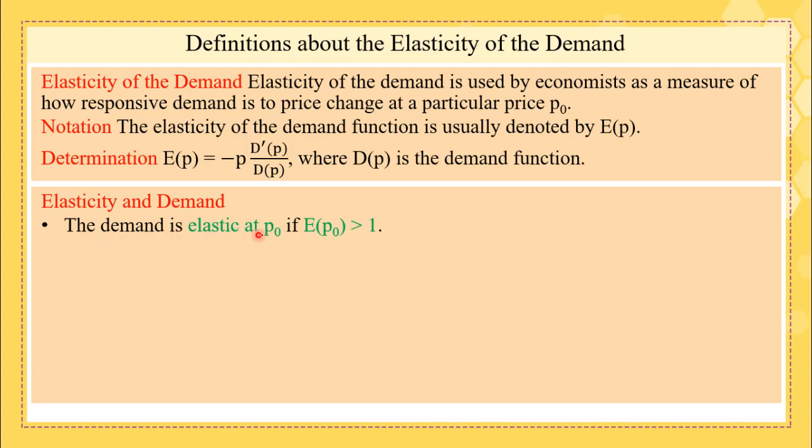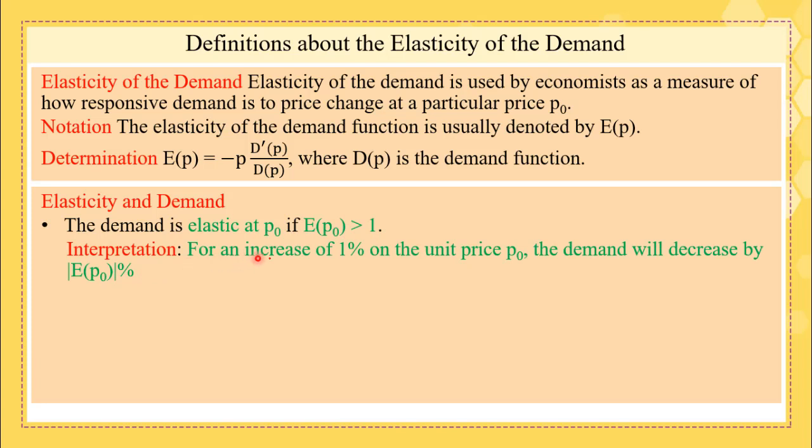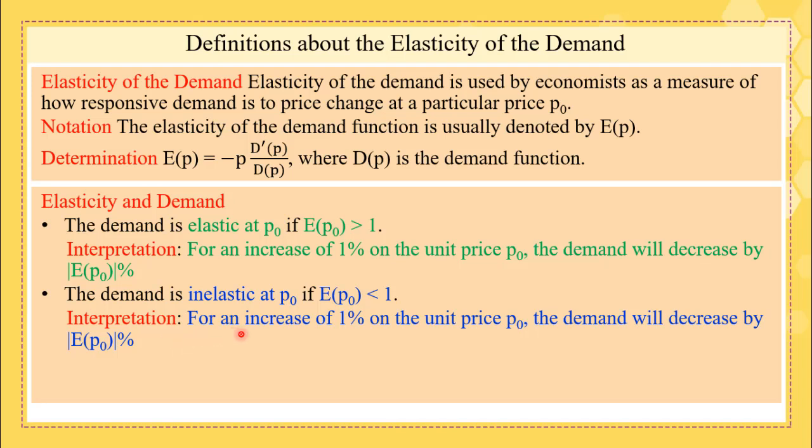Now, elasticity and demand. First, the demand is elastic at P0 if E of P0 is greater than 1. The interpretation in this case is: for an increase of 1% on the unit price P0, the demand will decrease by the absolute value of E of P0 percent. Second, the demand is inelastic at P0 if E of P0 is less than 1. The interpretation of this case is: for an increase of 1% on the unit price P0, the demand will decrease by the absolute value of E of P0 percent.